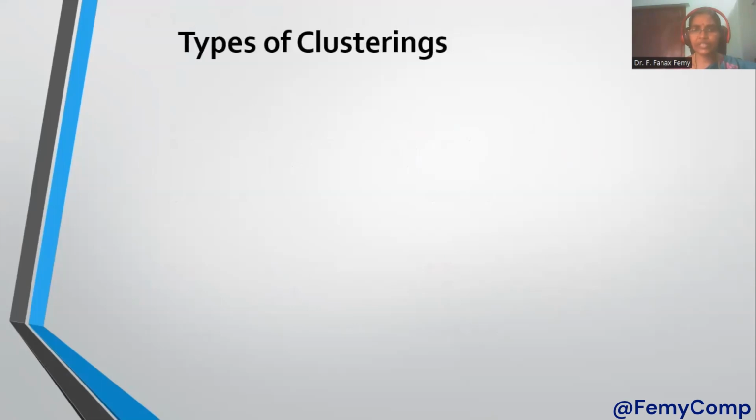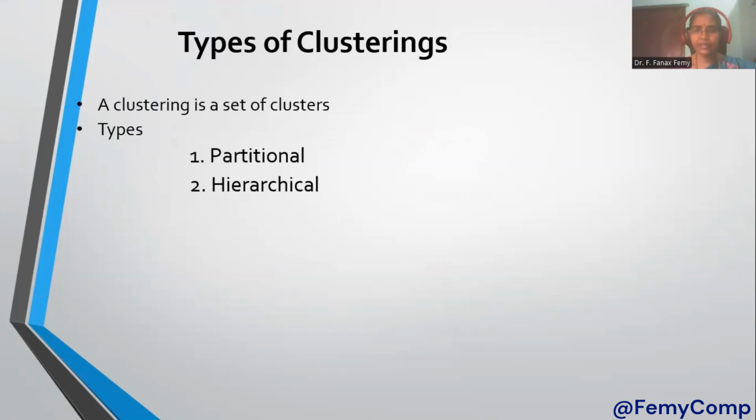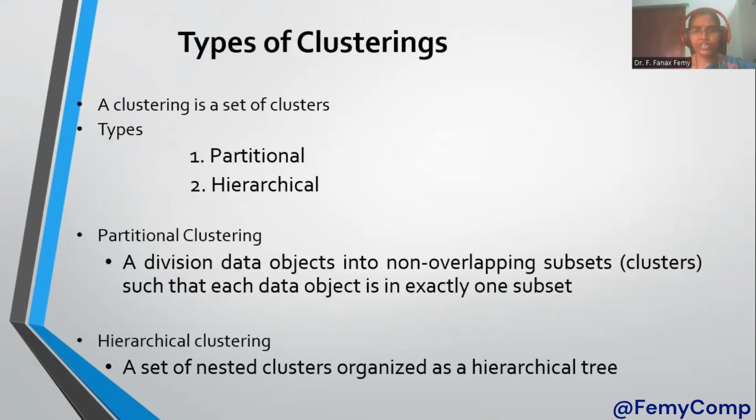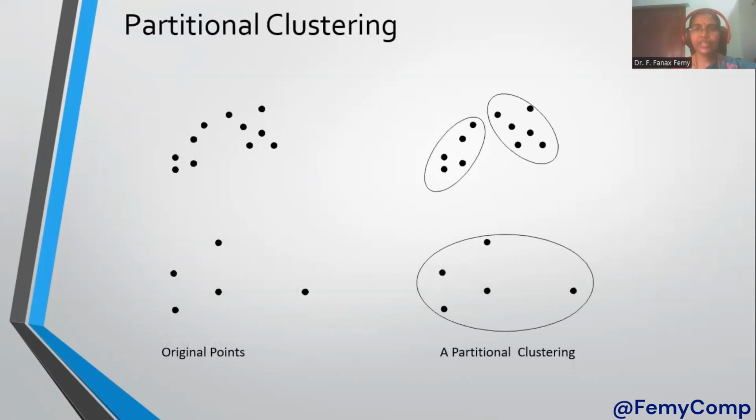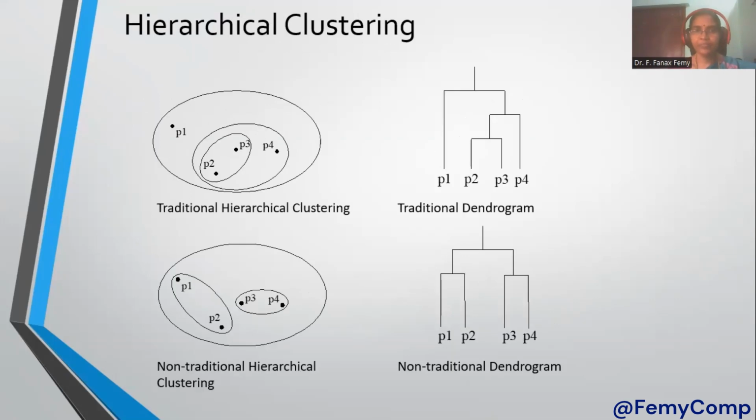Then what are the types of clustering? There are 2 types of clustering: partitional clustering and hierarchical clustering. What is partitional clustering? A division of data objects into non-overlapping subsets, such that each data object is in exactly one subset. In hierarchical clustering, the objects are organized as a hierarchical tree. You know the hierarchical tree. This is the example for partitional clustering. This is the example for hierarchical clustering.